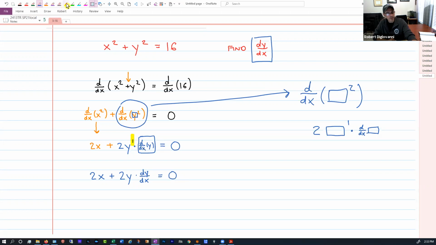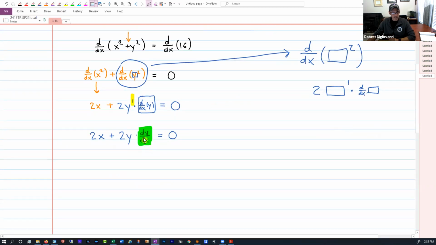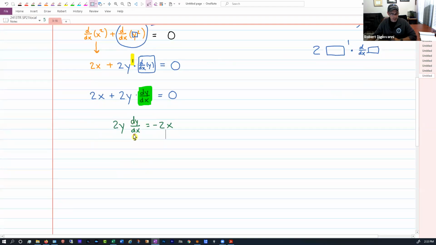And we are now supposed to solve for dy/dx, right? That's what we wanted. So just start moving things around. Let's isolate this. So I will subtract 2x on both sides. And then to get dy/dx by itself, I'm going to divide both sides by 2y. And that means dy/dx must be, let's see, the 2's can go away. I get negative x over y.